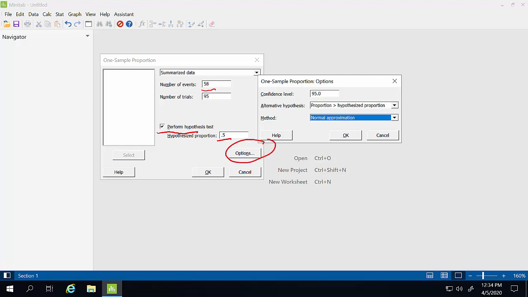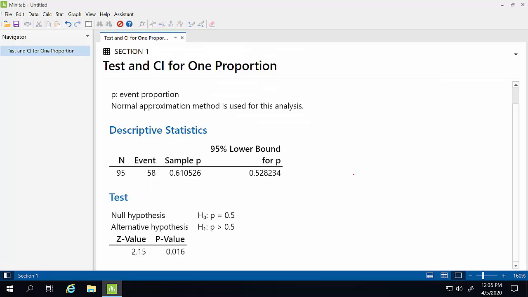Go into the Options box and make sure that you have the correct confidence level. Since we're dealing with a 5% level of significance, our confidence level should be 95%. We need to make sure that our alternative hypothesis has the correct sign. We're attempting to prove that 58 out of 95 is statistically greater than our hypothesized proportion. So we need to have the greater than sign here. Remember, whatever sign is in our HA, that's the sign that should go into this box. And remember, just like when we did confidence intervals, this needs to be changed to normal approximation. Once you've made those changes, click OK again, and we'll get our output.